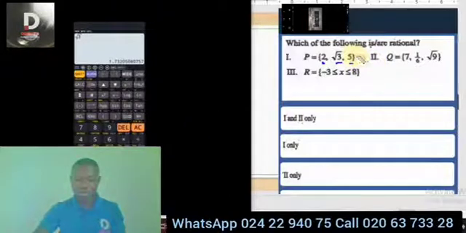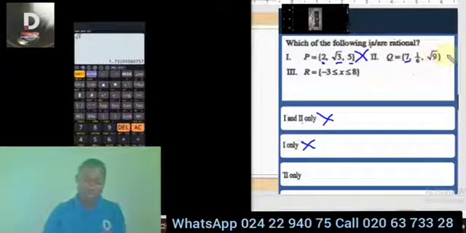Therefore, any option with root 3 is out. So wherever there's root 3 is out. This is out. There's root 3 here. This is out. It tells you the answer, right? But let's confirm. Set Q. 7 is rational. The rest, they are not terminated. So let's confirm.